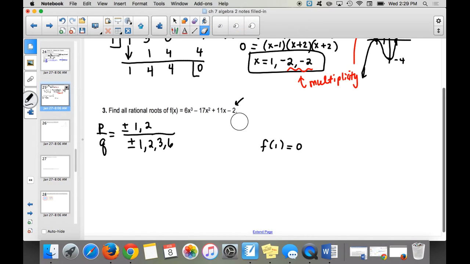Okay, so sometimes you can kind of eliminate choices by plugging them in, but most of the time synthetic division is much, much faster. So don't just say, oh, I don't want to do all these synthetic division ones. Sometimes you got to do it. So let's say we tried 2.